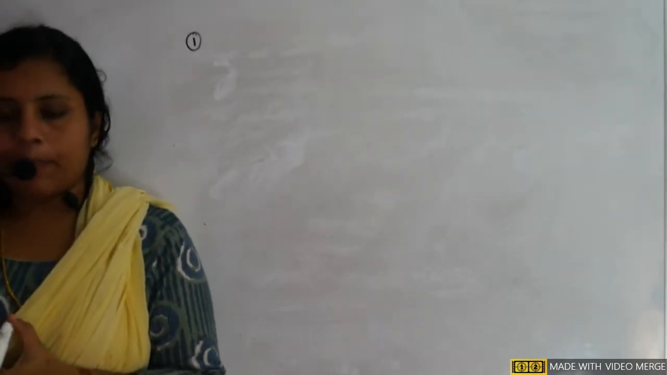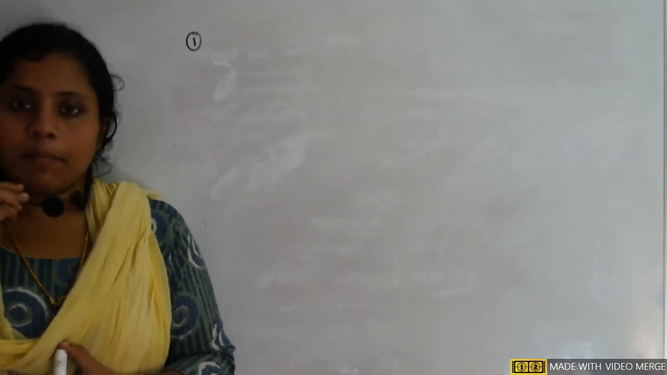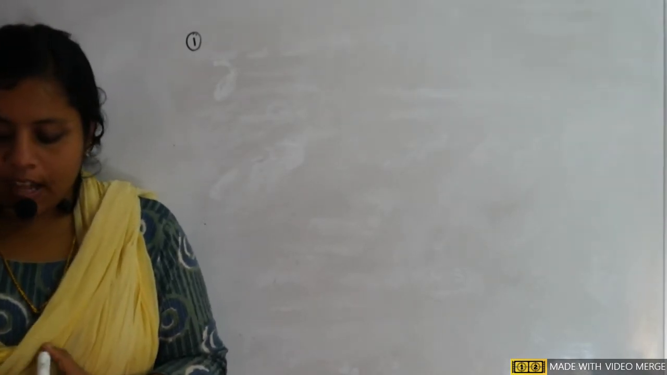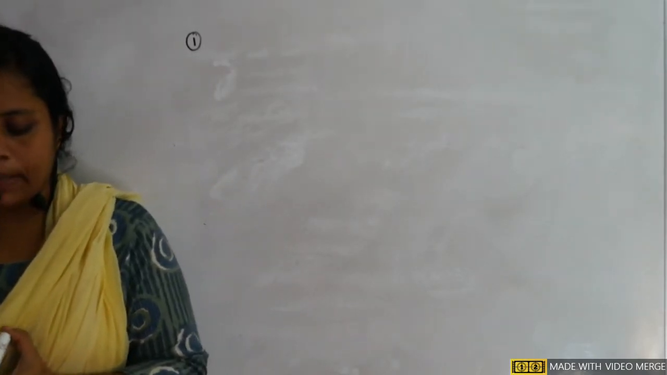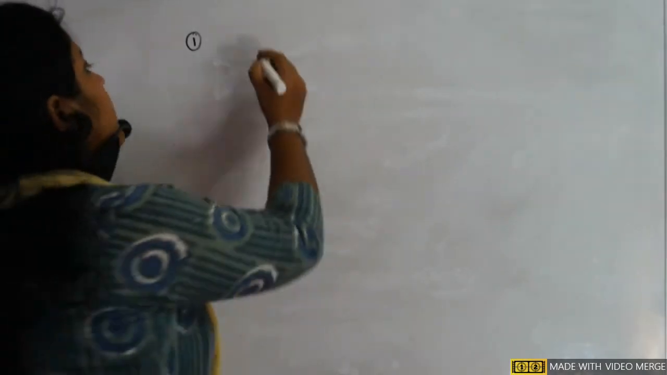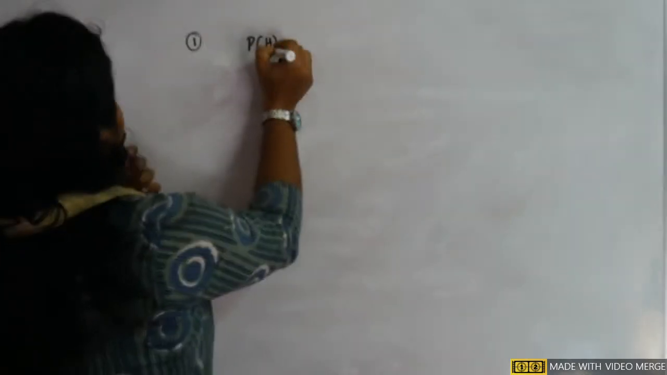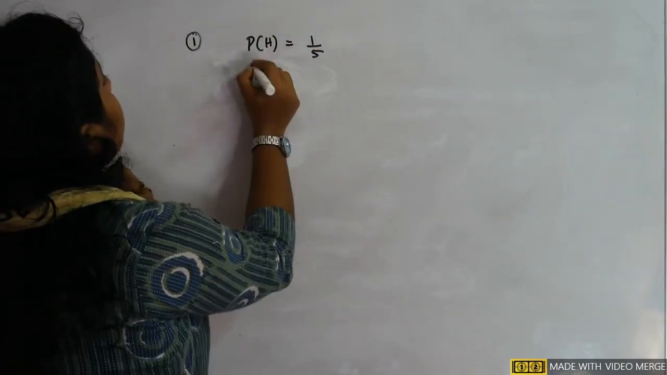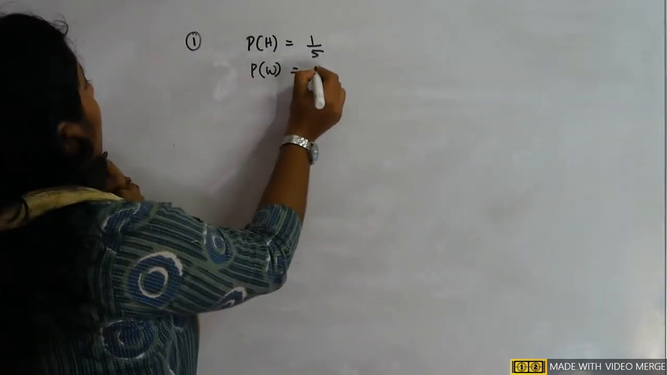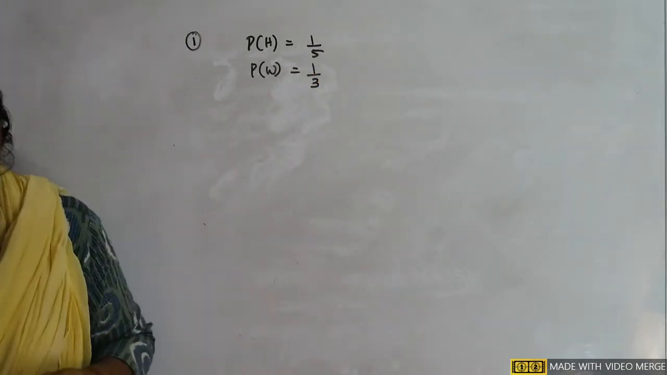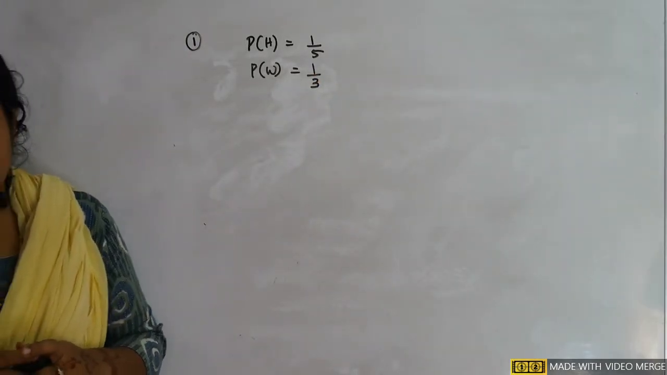So read the first question. A husband and wife appear in an interview for two vacancies in the same post. The probability of husband's selection is 1 by 5 and that of wife's selection is 1 by 3. So P of husband selection is 1 by 5 and P of wife selection is 1 by 3.